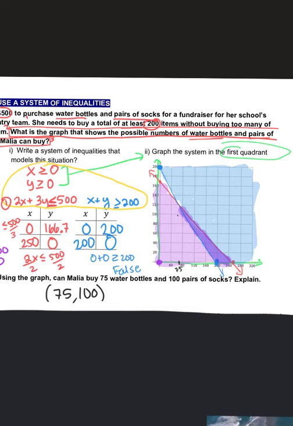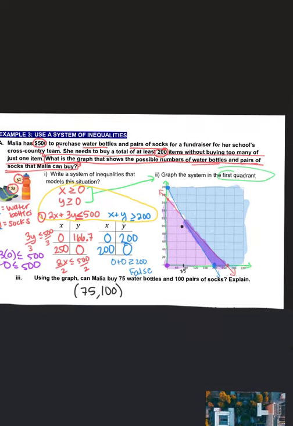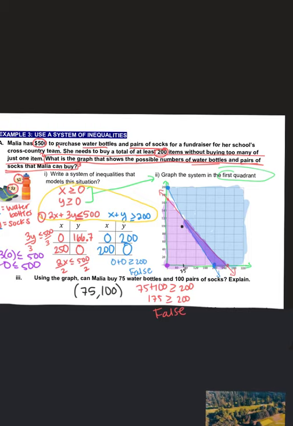So let's see. Does that black dot fall in between the shaded region? I sure hope that you said no, because it does not. It does not fall in the dark purple shaded region, so this would not work for this situation. Another way that you could have proven that is just using that blue equation here. If I do 75 plus 100, is that greater than or equal to 200? Well, that gives me 175. Is 175 bigger than 200? No, it's false.